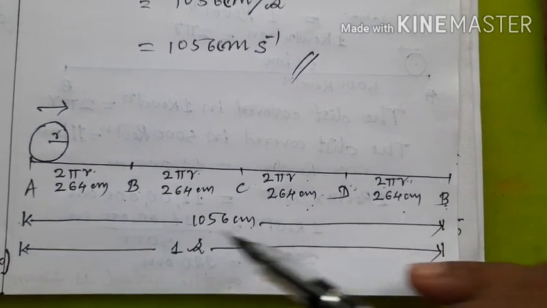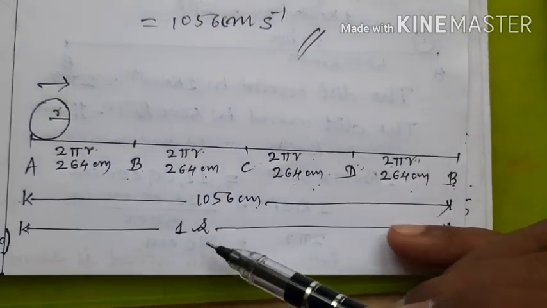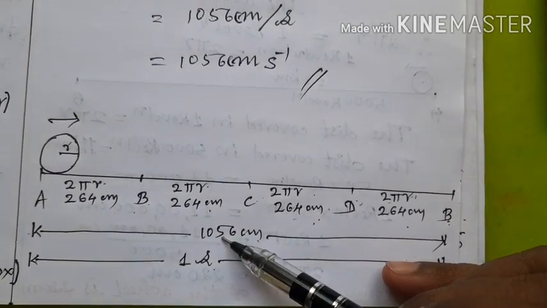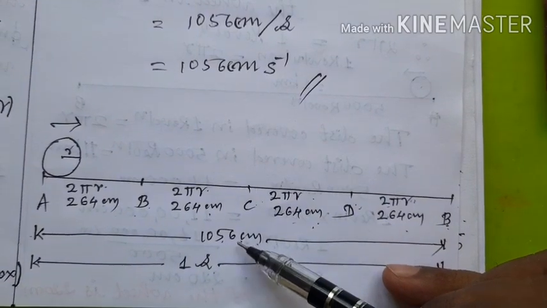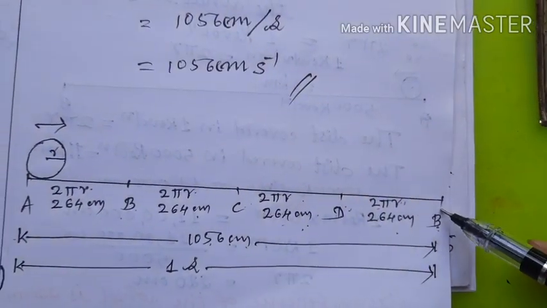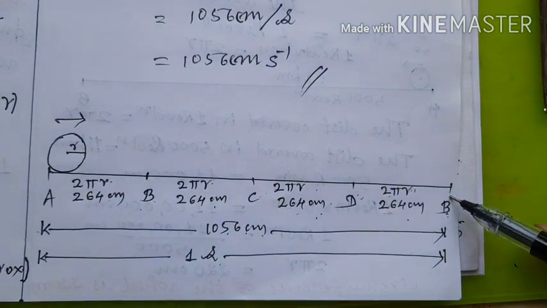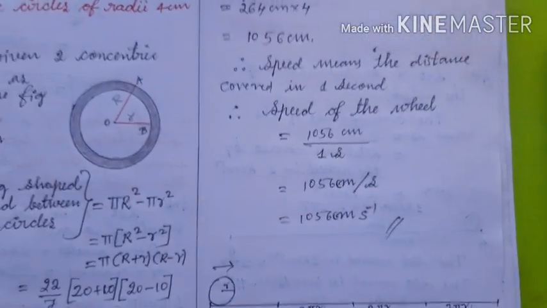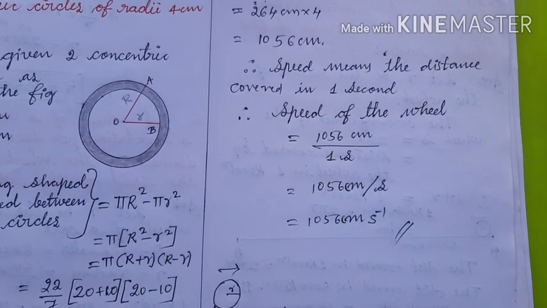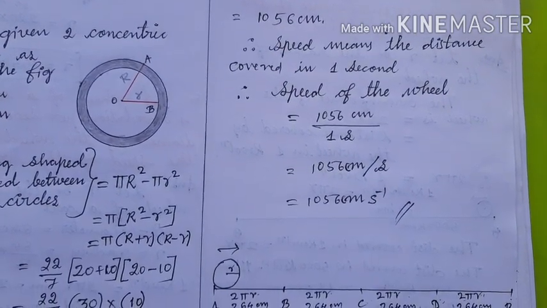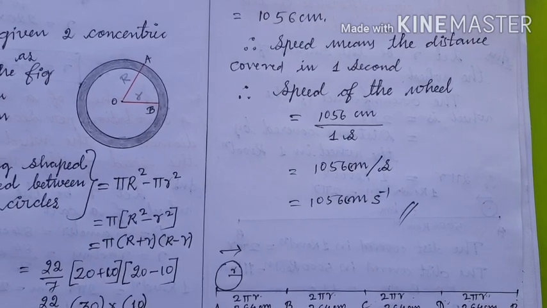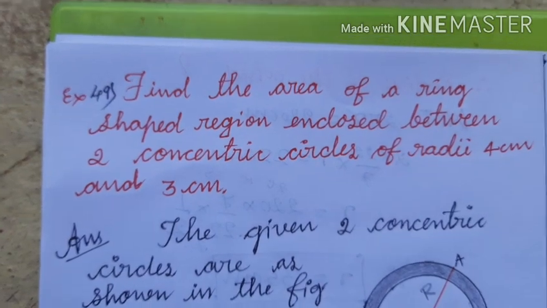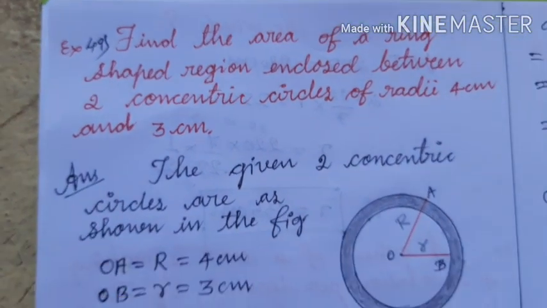But in moving 1056 centimeter, the time taken is 1 second. Therefore, in 1 second the distance travelled by the wheel is 1056 centimeter, and the number of revolutions made are 4 revolutions. Is it clear? Okay, this is how we became able to find the speed of the wheel in centimeter per second, which is 1056 centimeter per second. Okay. Yes, let us see one more very important example.